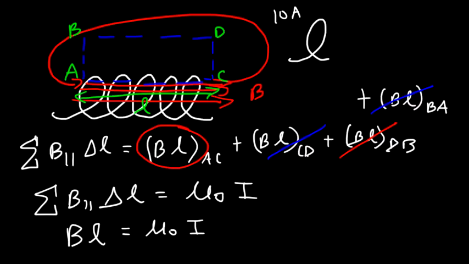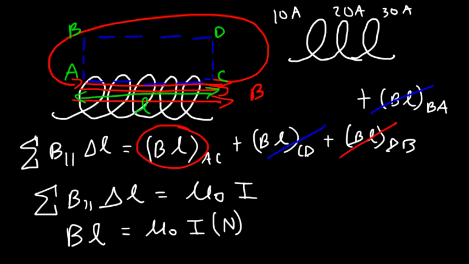But it turns out that if you add another loop, the current enclosed by the magnetic field is going to be twice as much. Even though 10 amps is flowing through the wire, the enclosed current is now 20. And if you add another loop, the enclosed current is 30, even though 10 amps is still flowing through the same wire. So therefore, we need to add n to this equation because the enclosed current increases. So the enclosed current is basically the current that flows in one loop times the number of loops.